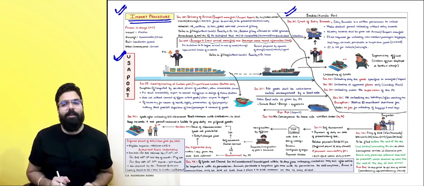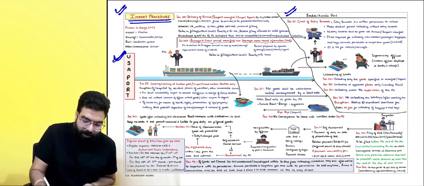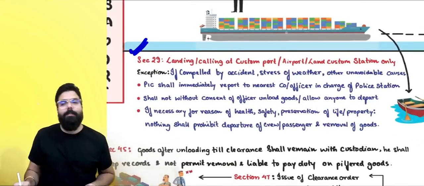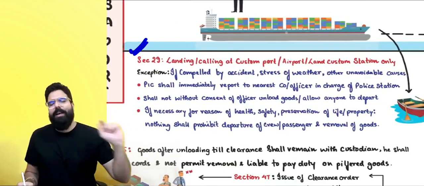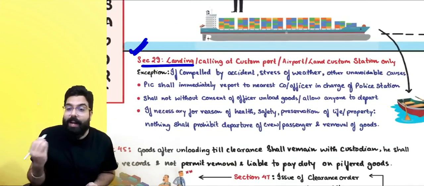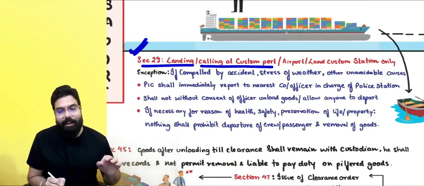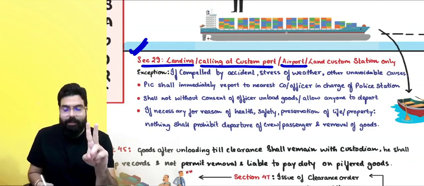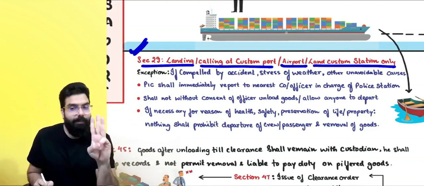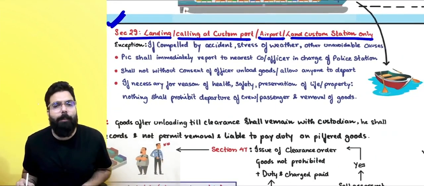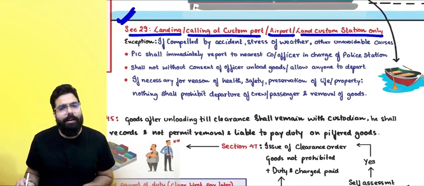The first section which comes when you are getting goods from outside India to India is section number 29. Section 29 says, whenever you are getting the goods into India, the landing of an aircraft or calling in case of ship should happen only at a custom port, a custom airport, or a land custom station. Always remember, whenever you are coming, please come to a custom port, custom airport, or a land custom station.